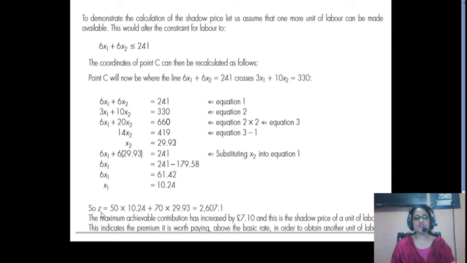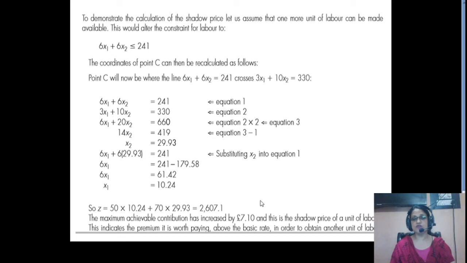So the new equation will be z is equal to 50 multiplied by 10.24 plus 70 multiplied by 29.93. We are putting the new values of x1 and x2 in the objective function. This will give you the value of 2607.1. So students, if you remember in the question, the objective function gave us the result of pound 2600, right? At point C. But you can see that the value has been raised by pound 7.10.